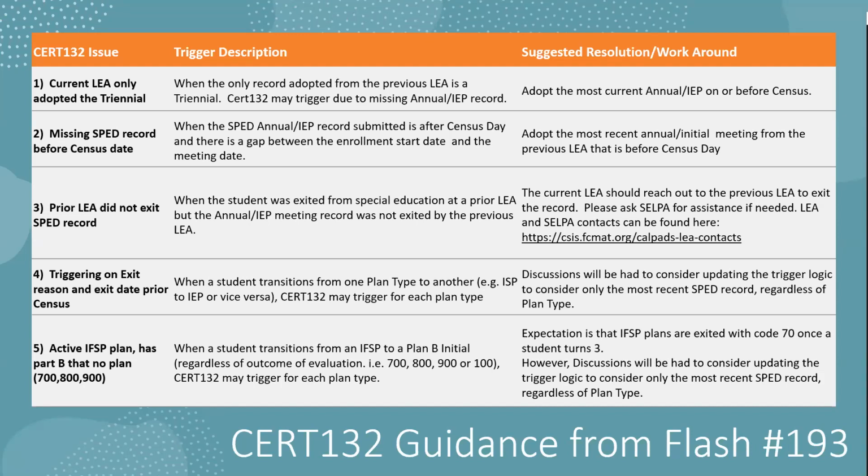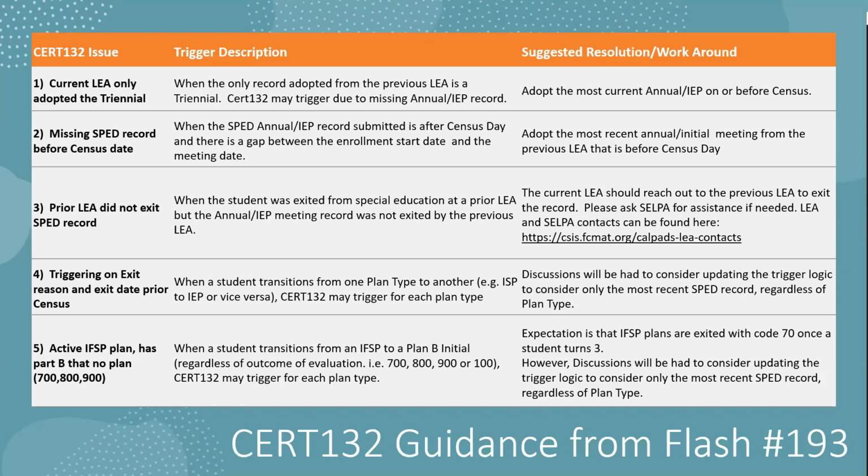So let's talk about them one at a time now. Number one, current LEA adopted the triennial. When the only record adopted from the previous LEA is a triennial, which is an evaluation, the CERT 132 may trigger due to a missing annual IEP. What you need to do is adopt the most current annual IEP before census day.